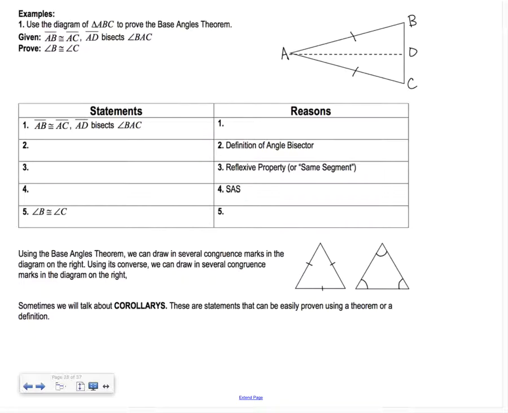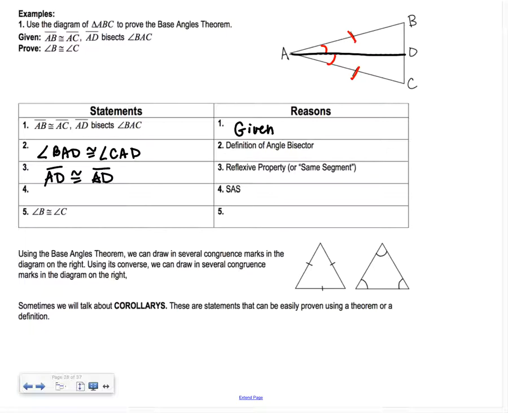It says given that AB is congruent to AC, so we have those markings in, and AD bisects angle BAC, prove that angle B is congruent to angle C. So we have AB is congruent to AC, AD bisects BAC. That was given to us. The definition of an angle bisector creates these markings that I drew in. So we're going to write that angle BAD is congruent to angle CAD. The reflexive property, or same segment, is going to be that AD is congruent to itself.